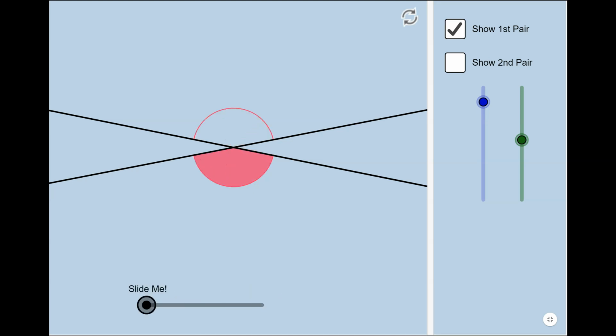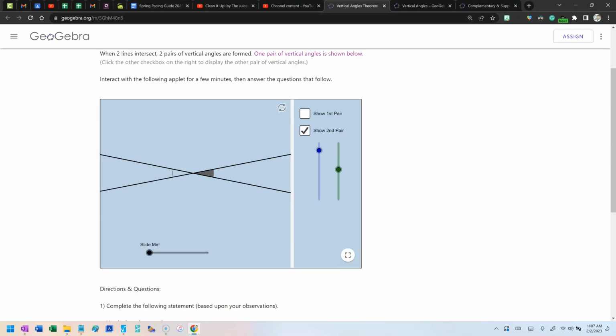All right, and then we can change it to the other angle. That one's also equal. Does anybody remember the fancy math word for equal in geometry? Starts with a C. Congruent. Good job. Okay, and these angles are called what? Starts with a V. Vertical. You knew that.